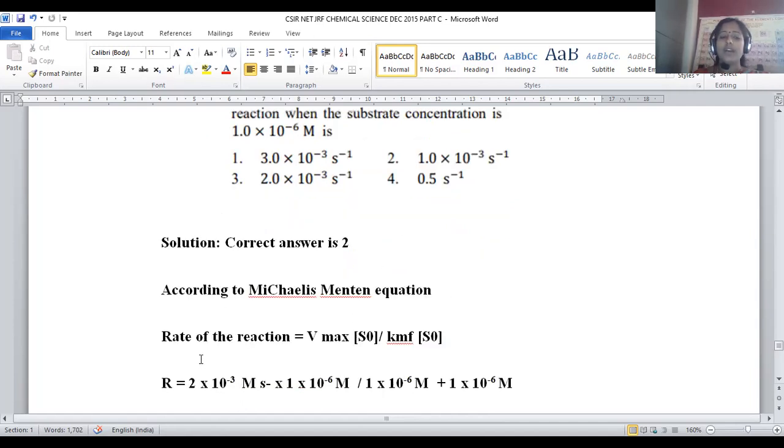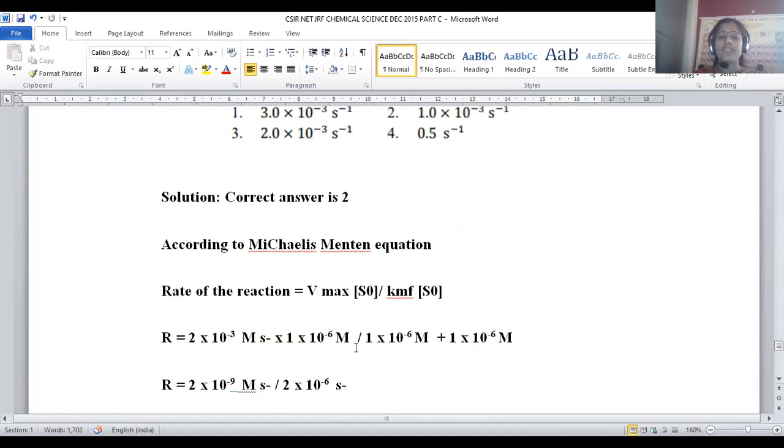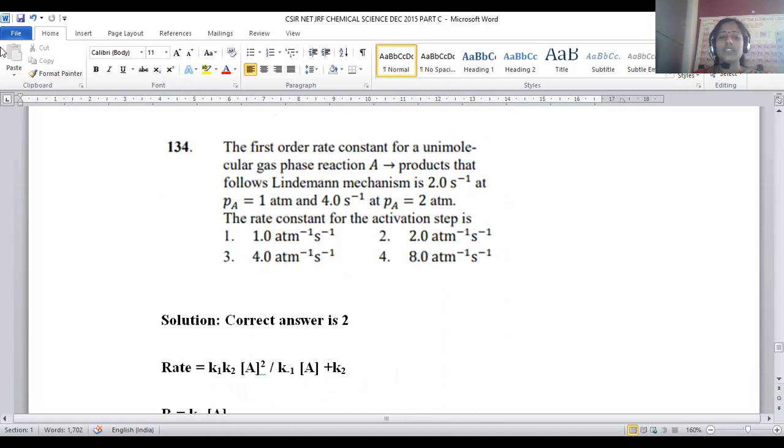The equation will be: rate of the reaction is equal to Vmax into substrate concentration by Km plus substrate concentration. When we apply all the given parameters, we will get the final answer. For question number 133, option number 2 is the correct answer. Let us move on to question number 134.